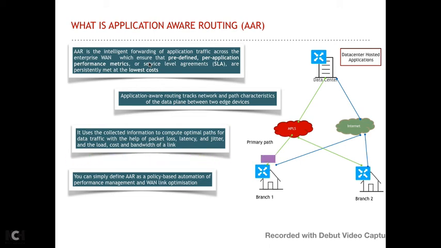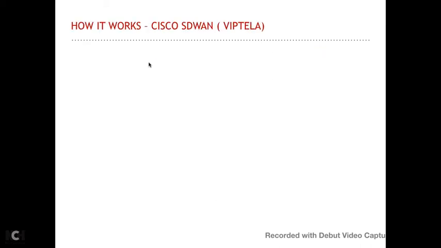Okay, so you can see with some animation that the primary path is this. If the primary path goes down or breaches an SLA, then you automatically switch over to the secondary path without even intervention of any user, network administrator or any alarm. So it is seamless. Overall, this slide speaks about what application aware routing is, which is one of the critical use cases in software defined WAN. Okay, so let's go on to the next slide, where we speak about how it works with Cisco's SD-WAN.